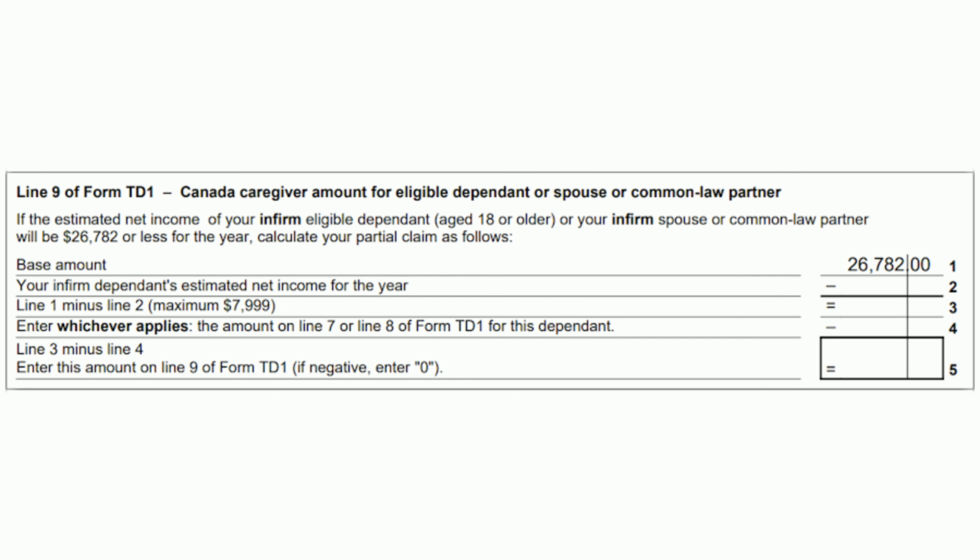Now here's how the calculation works. Step 1, take the base amount of $26,782. This is given in the form. Step 2, subtract your infirm dependent's estimated net income for the year. Step 3, enter the difference in line 3 up to a maximum of $7,999. Step 4, subtract the amounts from either line 7 or line 8, depending on which applies. Step 5, enter this amount on line 9 of the TD1 form unless it's negative. If it's negative, enter 0 or leave it blank.